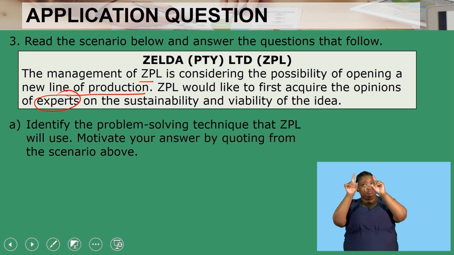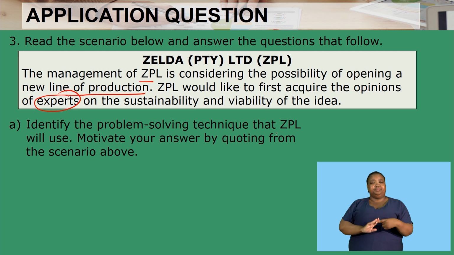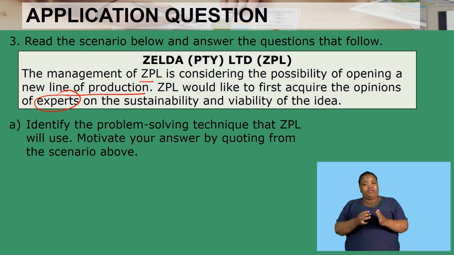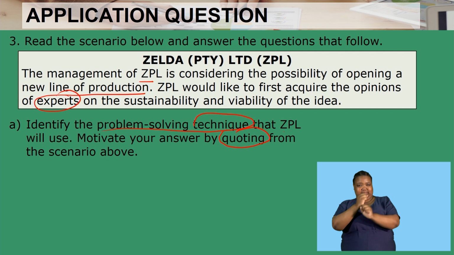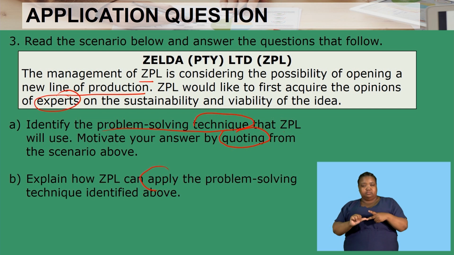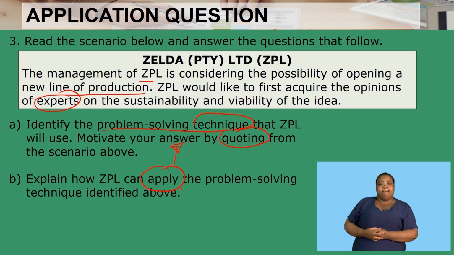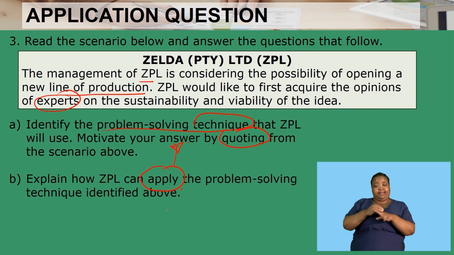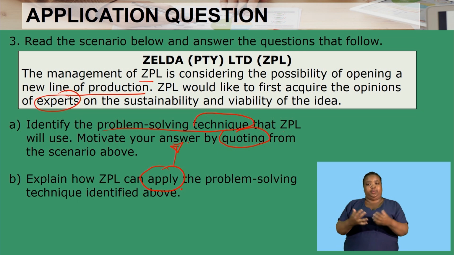The first question says, identify the problem-solving technique that ZPL will use. Right, what is the question? The technique. Motivate your answer by quoting. Don't forget, when they say quote, they mean take it word for word as is from the scenario. The second question, explain how ZPL can apply the problem-solving technique identified above. So meaning you're going to explain how it can be applied in ZPL's business.